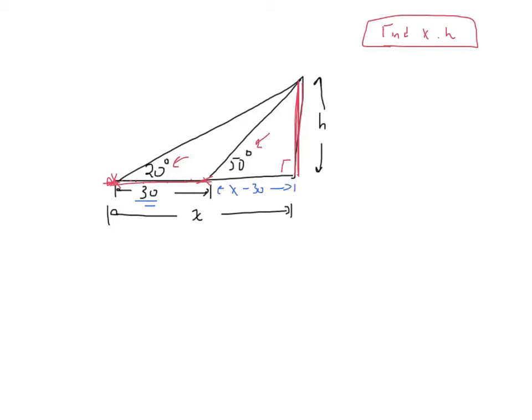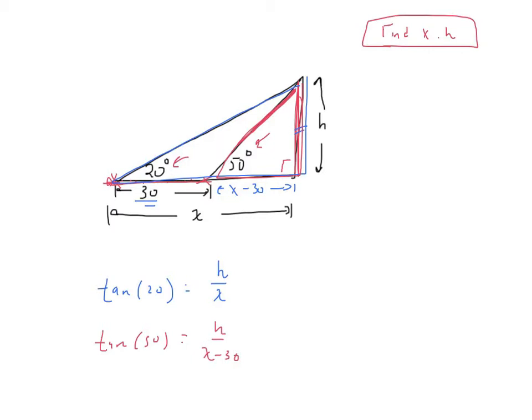Okay, well now we've got some triangles to work with. If we look at the outer blue triangle, we've got our opposite side and our adjacent side. So we have tangent of 20 equals h over x. And then if we look at that inside triangle, we have tangent of 50 equals h over x minus 30.